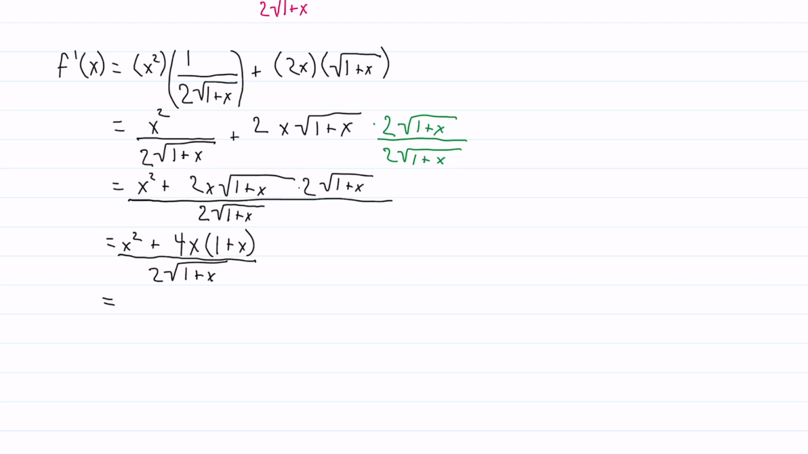Now we can expand the 4x into the brackets. This will just give 4x plus 4x squared divided by 2 root 1 plus x. Now we can combine the like terms in the numerator. x squared plus 4x squared will just be 5x squared. 5x squared plus 4x over 2 root 1 plus x is the final answer.